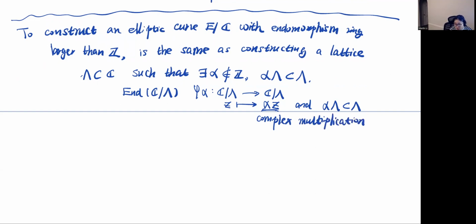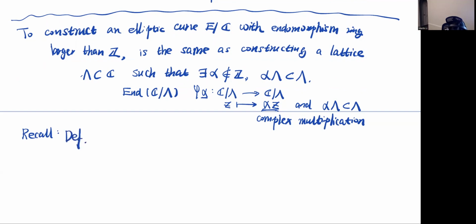Okay, so how do I construct such lattices lambda? First of all, let's recall what kind of lambda we can have. We kept on saying that the endomorphism ring of an elliptic curve over characteristic 0 is either Z or an order of an imaginary quadratic field. But last time I never wrote down a definition of an order of an imaginary quadratic field. So let me start there.